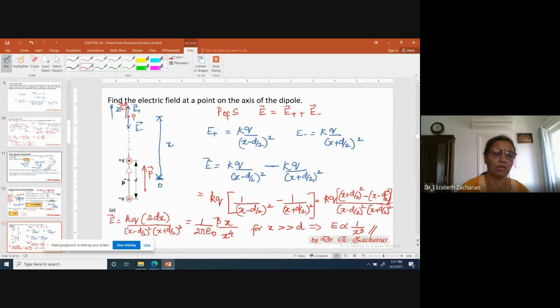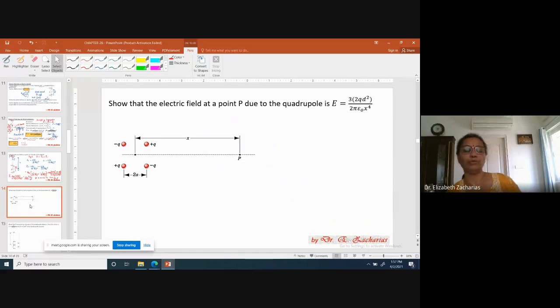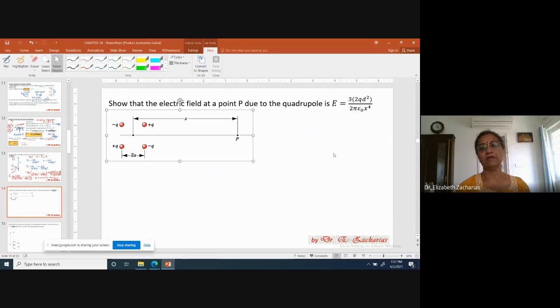Okay, now in chemistry, there is also another entity that you must have heard about that is called a quadrupole. Have you heard of quadrupole? Anyone? Quadrupole?